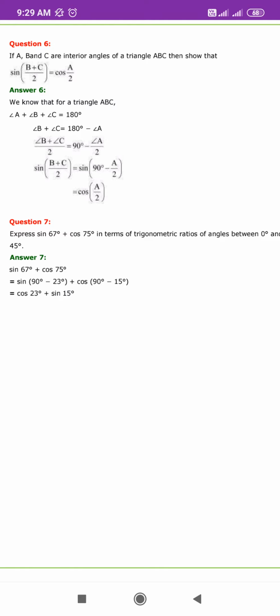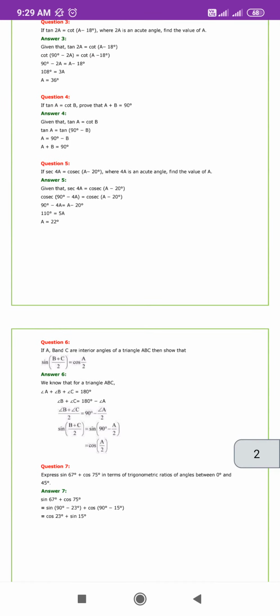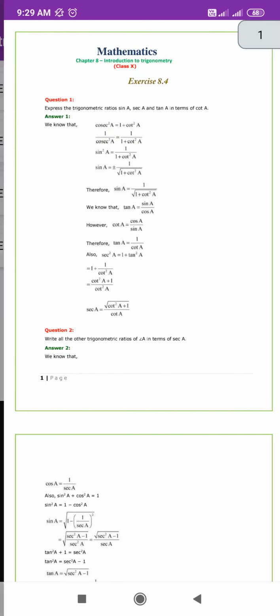So it will be sin 67 degrees plus cos 75 degrees. Okay students, now exercise 8.3 is finished. Let us see exercise 8.4.